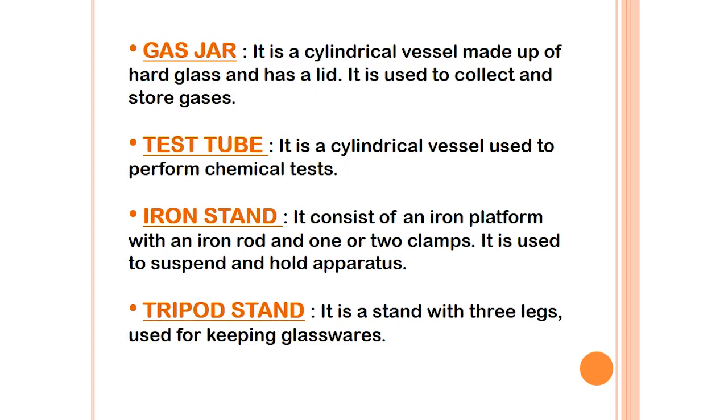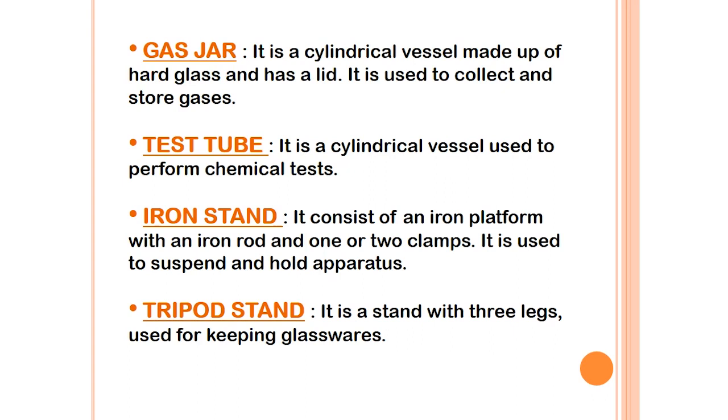Gas jar. Gas jar is a cylindrical vessel made up of hard glass and has a lid. It is used to collect and store gases. Test tube. Test tube is a cylindrical vessel which is closed at one end. It is used to perform various chemical tests. Iron stand. Iron stand consists of an iron platform with an iron rod and one or two clamps which are used to hold and suspend apparatus.